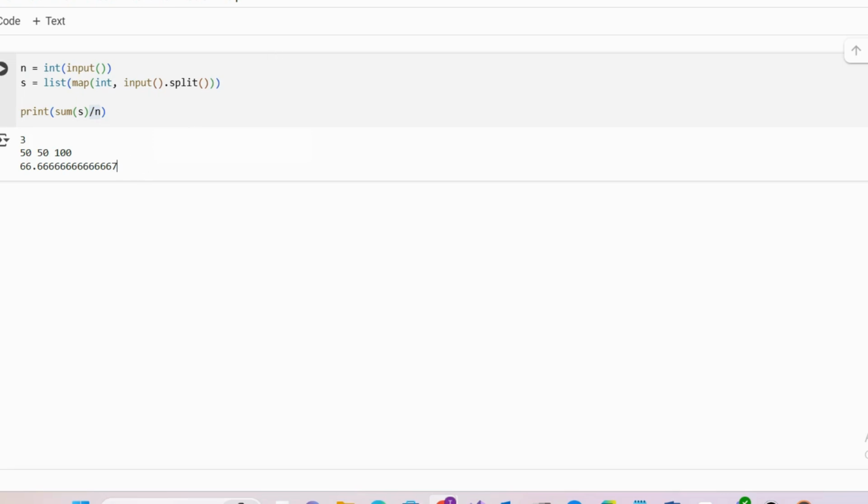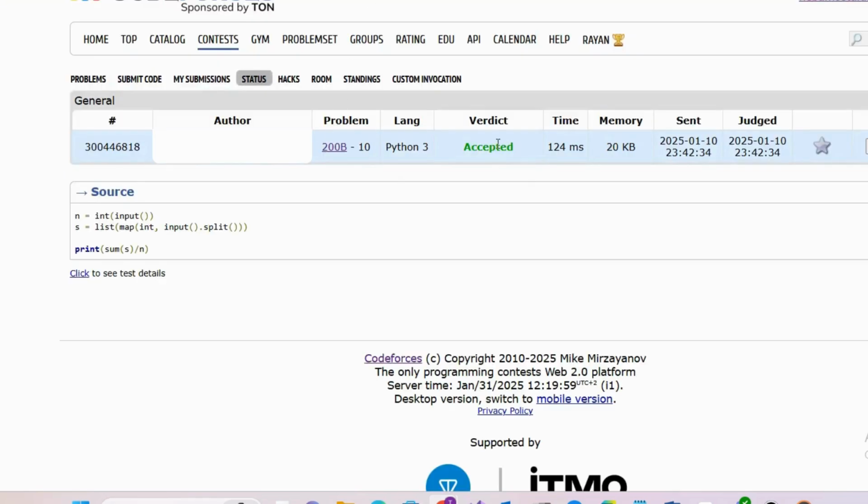The solution works perfectly and gets accepted on Codeforces. See, it looked easy, but many people overcomplicate it. This problem is a great reminder that simple problems still need careful thought.